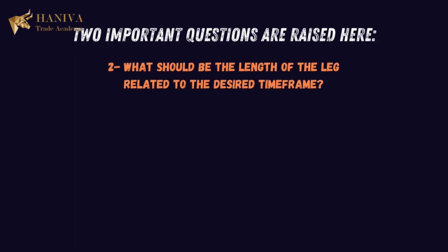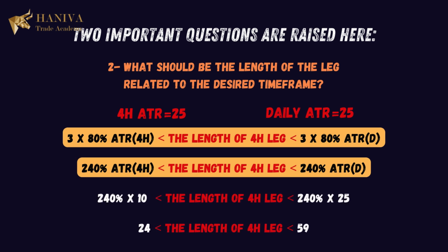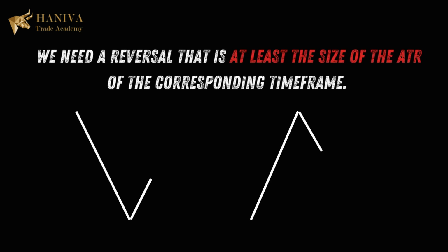2. What should be the length of the leg related to the desired time frame? Suppose we are in a 4-hour time frame. The 4-hour ATR is 10 pips, and the daily ATR is 25 pips. To have a 4-hour leg, the price must move at least by 240% of 10 pips, and at most, a few pips less than 240% of the daily ATR, meaning it must move at least 24 pips, and at most 59 pips.